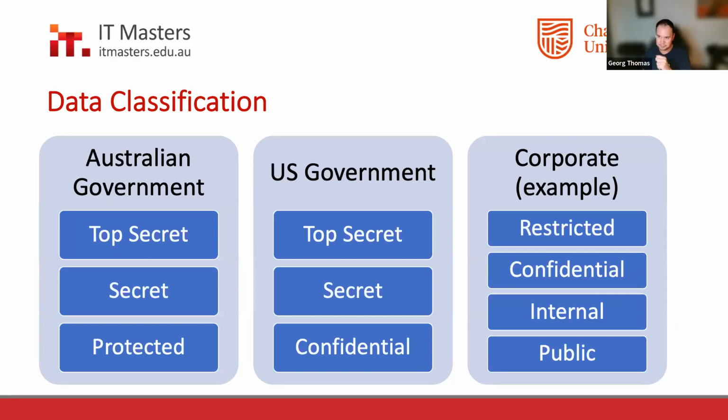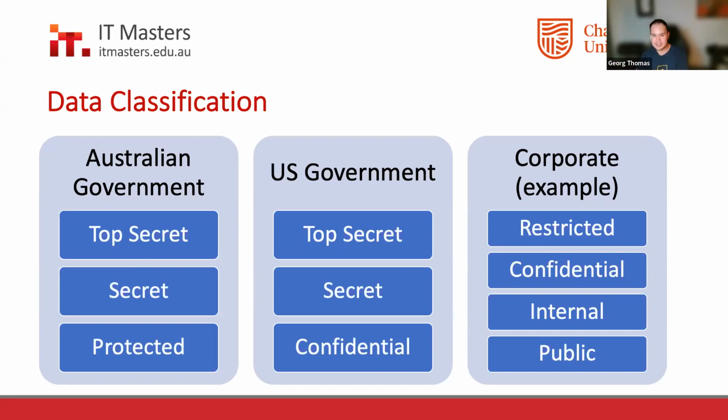On top of this, the next thing is, how do you know which piece of data belongs to which classification? This is where things like labeling come into play. Microsoft have Azure labels, or they call them sensitivity labels, as part of their information protection stuff.